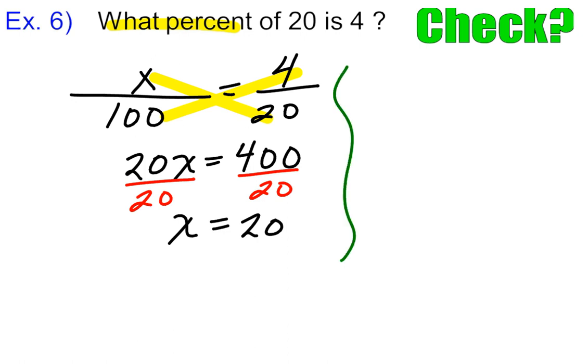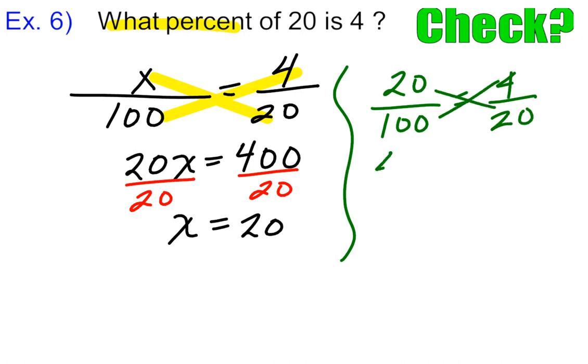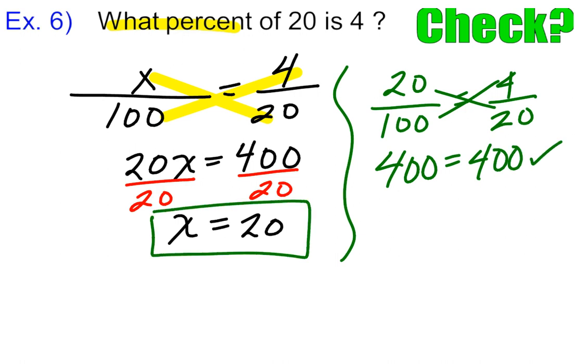We're going to plug it in and see if it works. 20 divided by 100, is that similar to 4 divided by 20? So if I cross multiply, I get 400 equals 400. Yep, that does work out. So I see that x equals 20 is my solution. We're going to try one more.